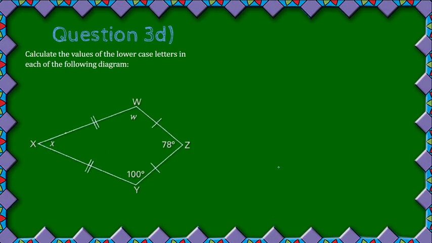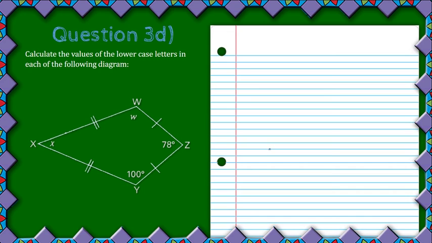So question 3d. This looks like a kite. And what do we know about a kite? We do know that the angles that are opposite each other are equal, not these two angles, only those angles that are between the unequal sides. So this angle is equal to this angle. So W is equal to 100 degrees. And my reason is opposite angles of a kite.